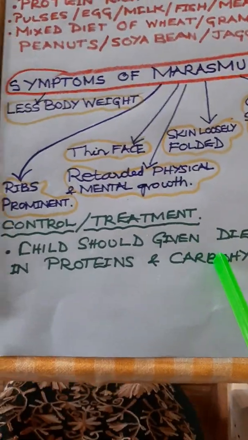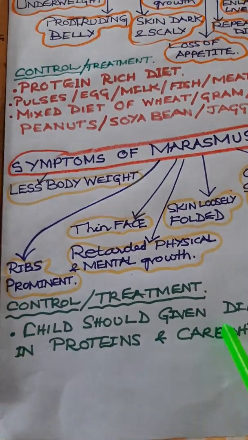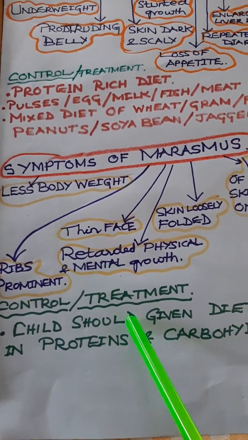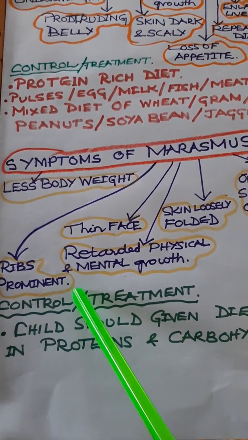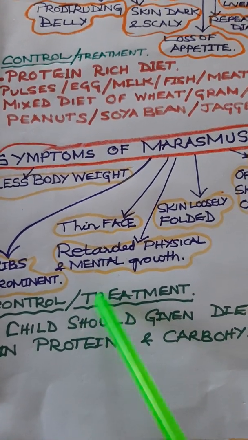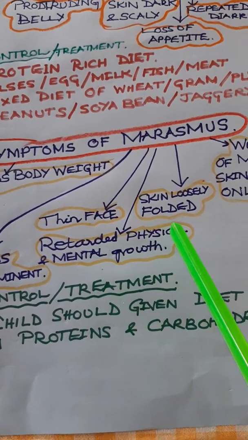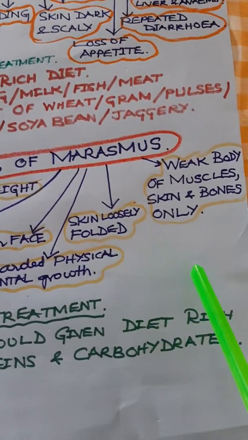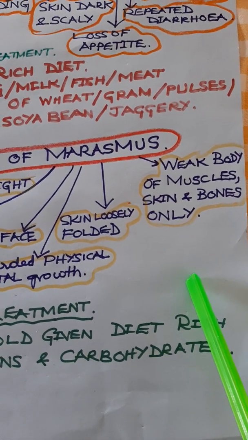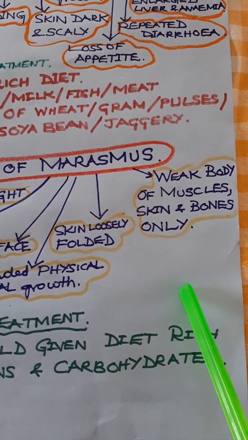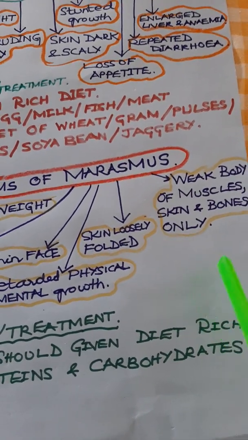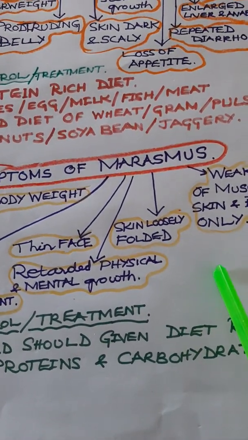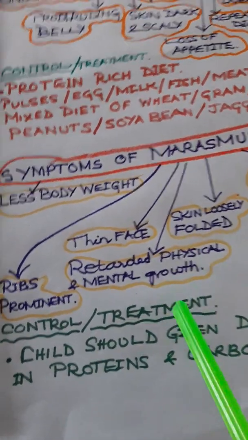Now, symptoms of marasmus: less body weight, underweight, that means ribs are prominent, ribs are more or less sticking out, thin face, retarded physical and mental growth, skin loosely folded, weak body of muscles, skin and bones only. There's hardly any muscles, you can only see the skin and bones actually. Very weak body, very thin, where the skin also folds over.